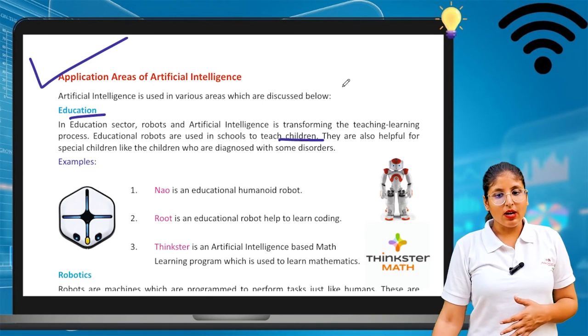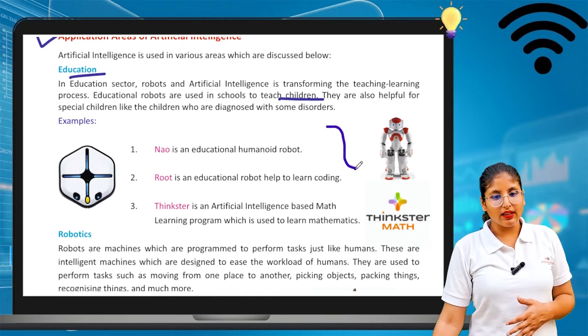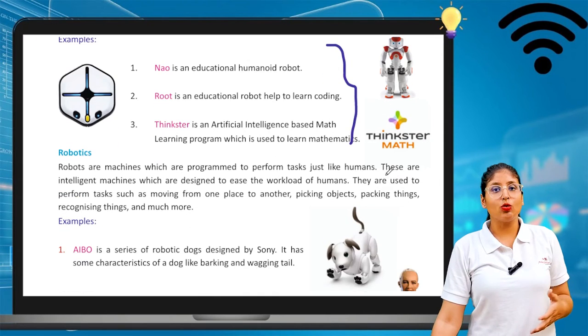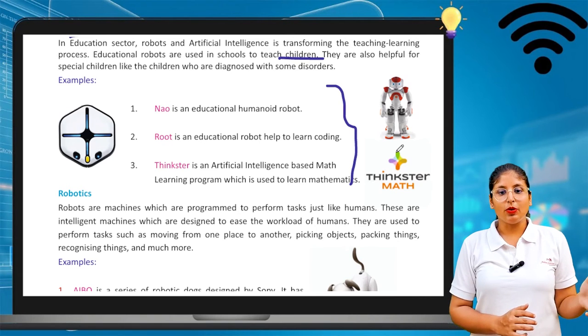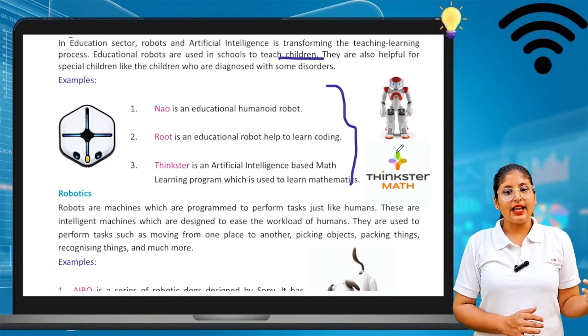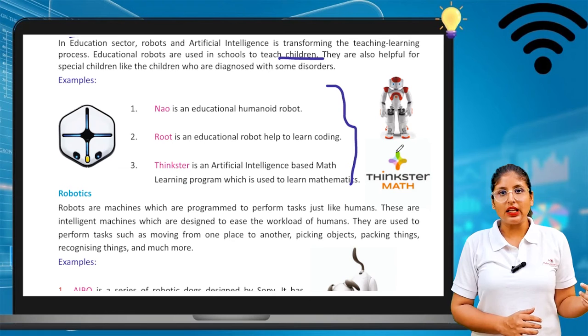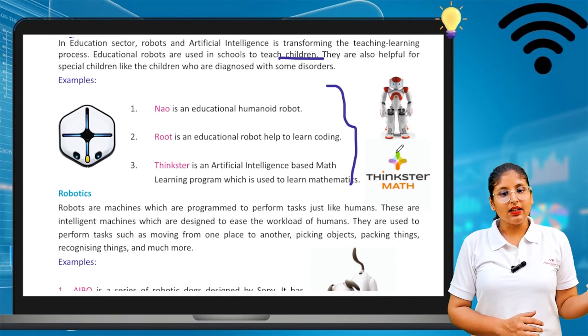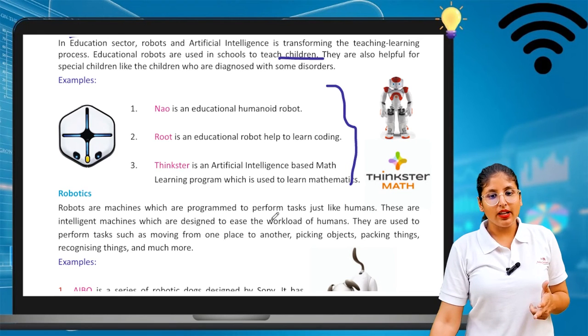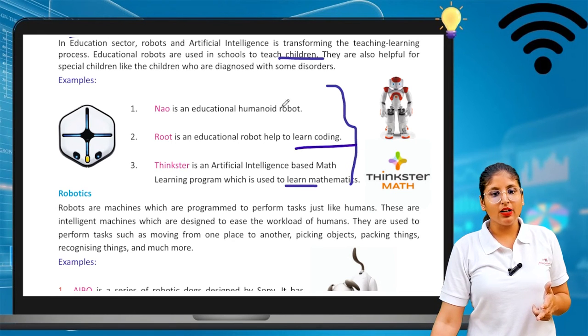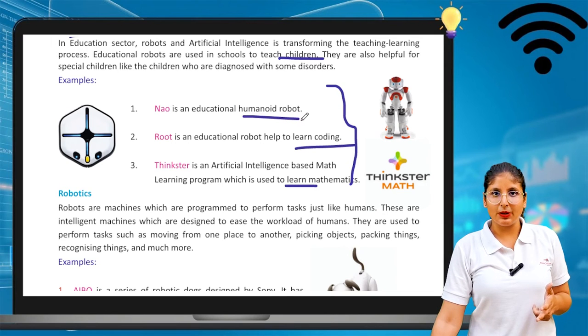Some of the robots given below are used in the field of education. Like Nao, an educational humanoid robot. Root is an educational robot that helps in learning coding. Thinkster is an artificial intelligence based math learning program used for learning mathematics. So learning mathematics, learning coding, and humanoid, all these are robots.